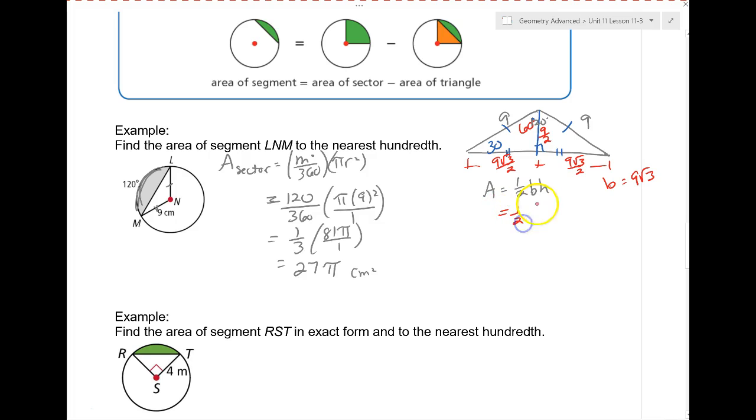So I got to go 1/2 my base, which is 9√3, and I'm going to put that over 1 because I know I'm working with fractions, times my height, which is 9/2. That gives me 81√3/2. Not impossible, but you have to remember stuff about isosceles triangles, 30, 60, 90 triangles, and area formulas. So 3 different chapters are coming together for one thing. So when we do that, what's the area of the segment? Well, it's the sector minus the area of the triangle. And that means square centimeters.